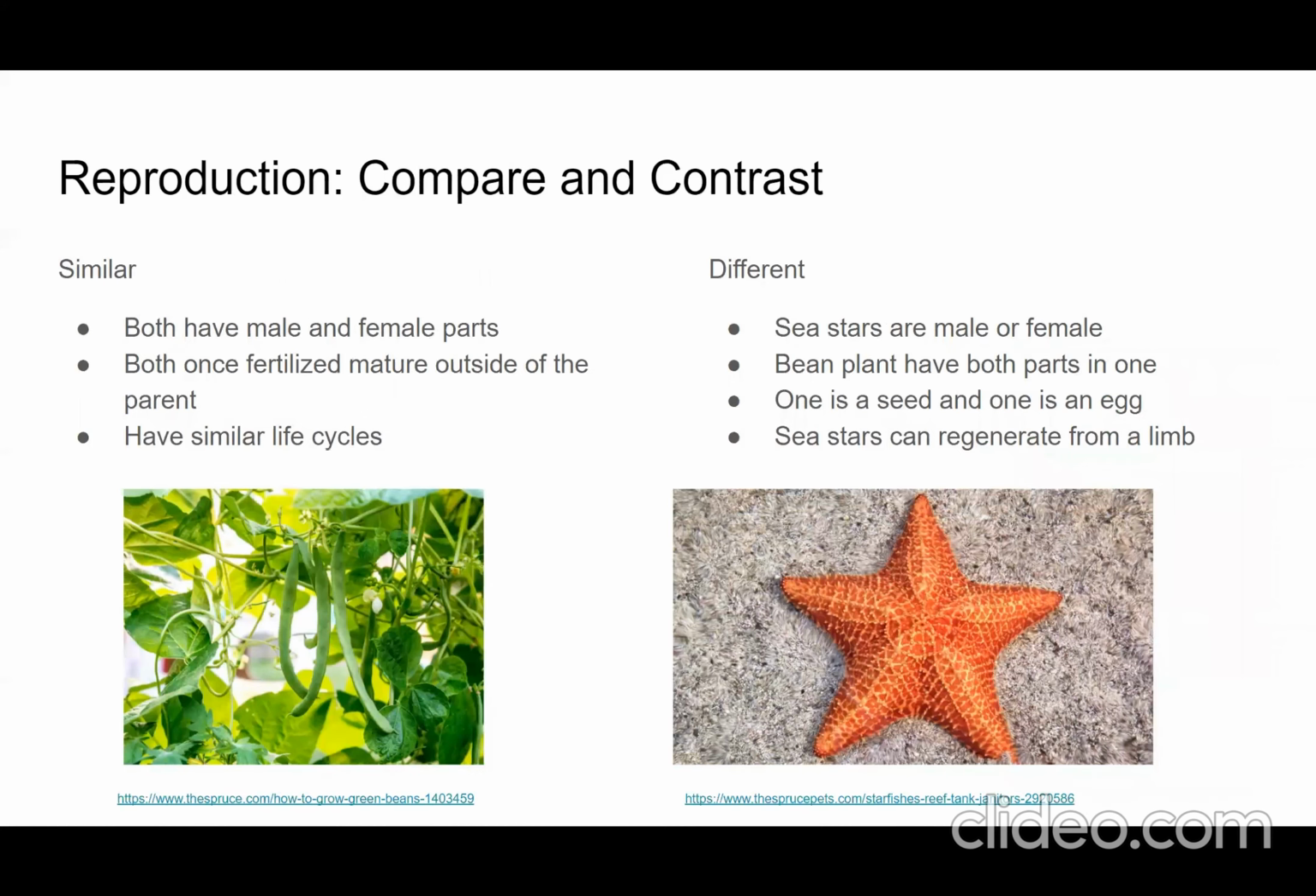Both the sea star and the bean plant express similarities and differences in the way that they reproduce. They're both similar in the way that they both have male and female parts. The difference is that the parts are together in the bean plant and separate in the sea stars. The next similarity is the fertilized egg and seed both mature outside of the parent. For the bean plant, the seed matures in the ground, and for the sea star, the egg matures suspended in the water. Finally, they both have similar life cycles, with the fact that they start off as small fertilized cells, grow into adults, reproduce, and eventually die. The difference is that sea stars are able to asexually reproduce and regenerate from a limb that fell off.